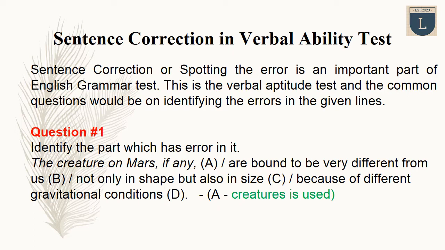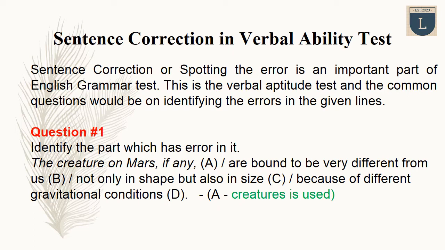Question number 1. Identify the part which has error in it. The creature on Mars, if any, are bound to be very different from us, not only in shape but also in size because of different gravitational conditions. The sentence is broken down into 4 parts, A, B, C, D, and one of the parts has an error and we need to identify the error. Here the error is in part A.